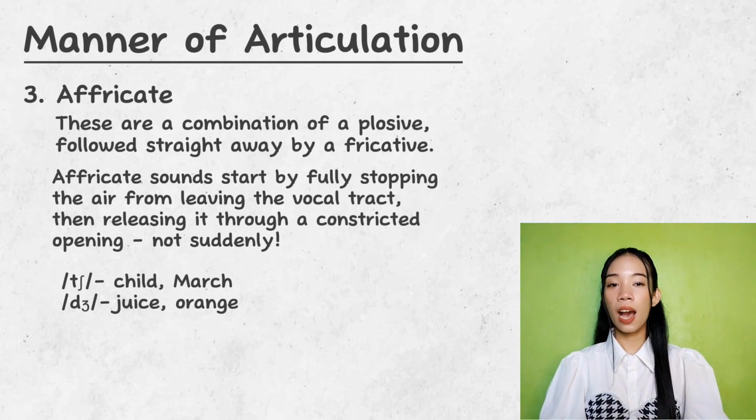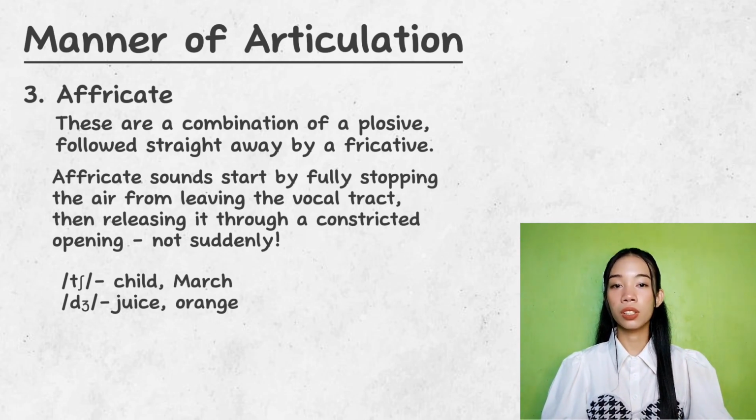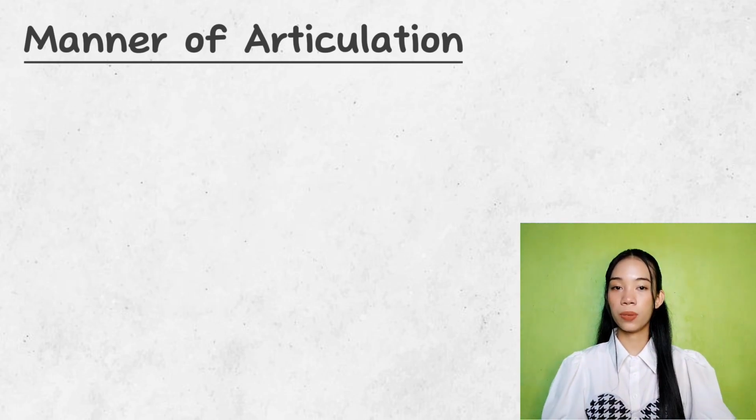And this is now a new sound and classified as one sound, as in ch, child and march. So we have t and straight away followed by sh, ch, ch, sh. And then we have the voiced counterpart, d and zh together, for example in j, juice, or orange, j, j. Here we have it at the end, so there are only two affricate sounds in English.